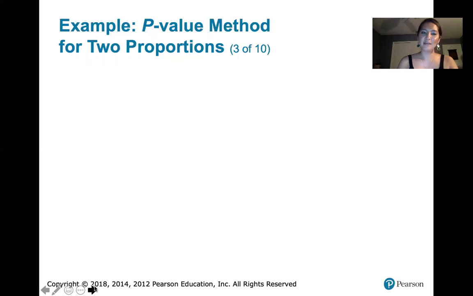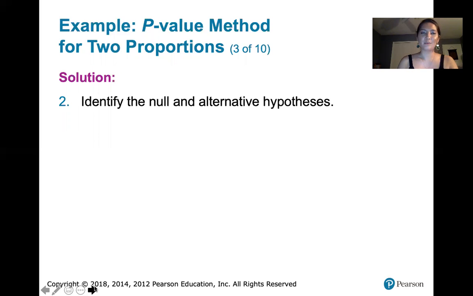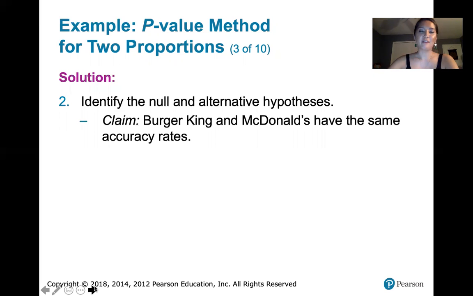Okay, so the requirements are met. Next thing we want to do is what we always do. We want to identify the null and alternative hypotheses by looking at the claim, stating it in symbolic form, and then stating what would have to be true if the claim is not true, and then using that to infer the null and alternative hypotheses.